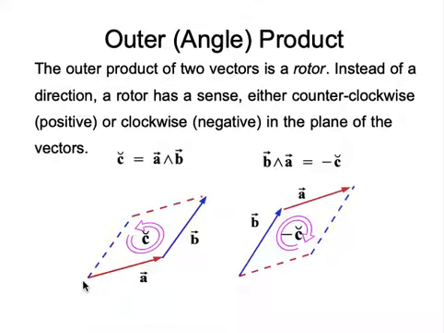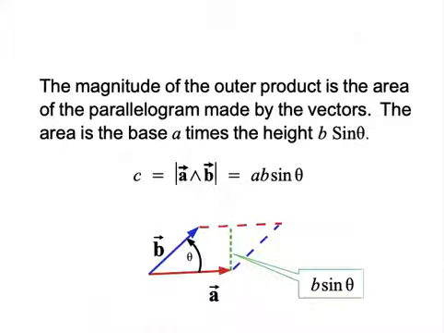The direction is defined by starting along a and then turning along b. So that gives us a left turn or counterclockwise. Or for b angle a, we go along b and turn towards a for a clockwise sense. The magnitude of the outer product is the area of the parallelogram made by the vectors. The area is the base, a, times the height, b sine theta.